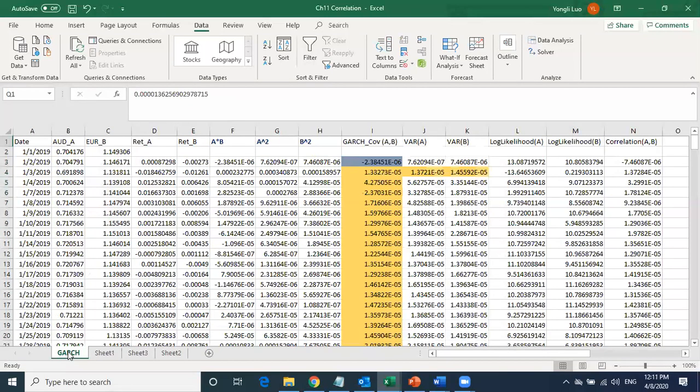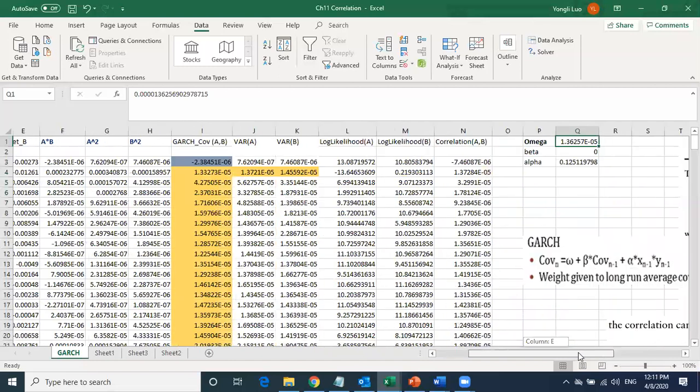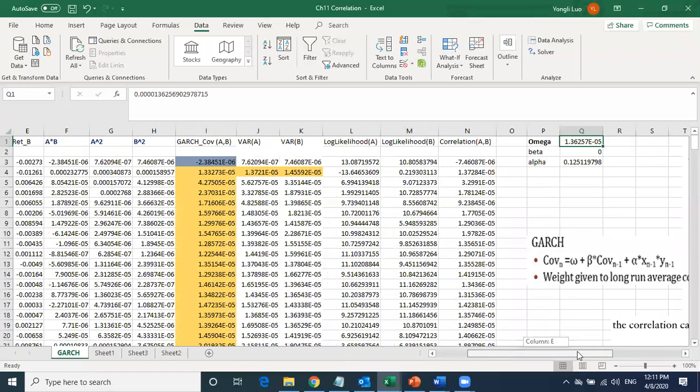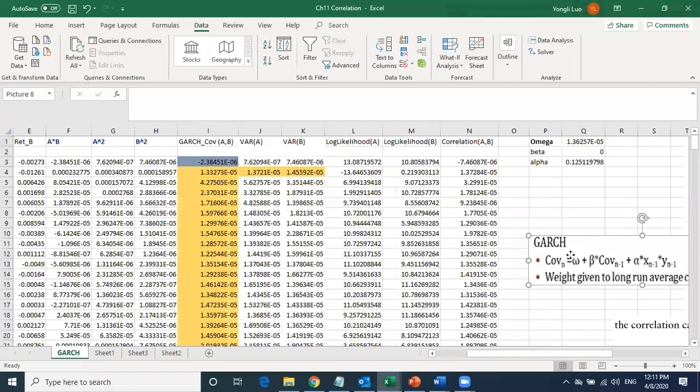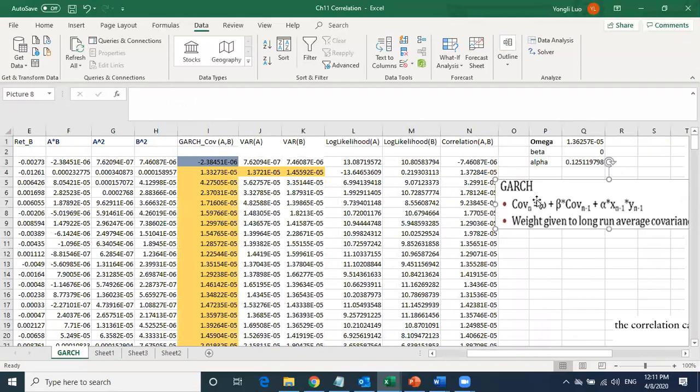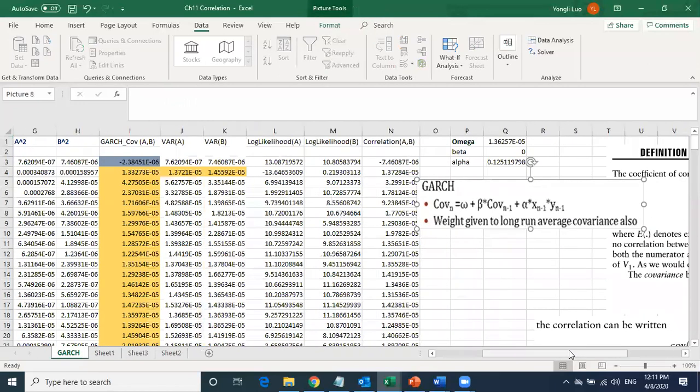Now what we need to do is the GARCH model. Do you remember how to do the GARCH model? Okay, so here is the GARCH. With the GARCH, you calculate the covariance.